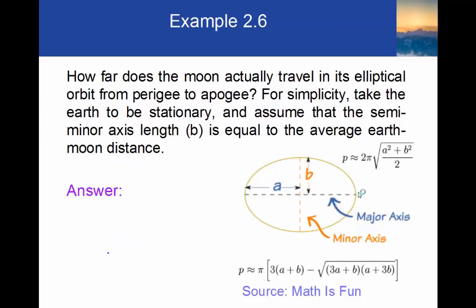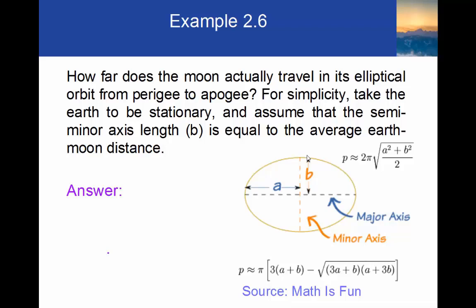Okay, the other part of this example, or the logical extension of this example, is to ask, how far does the moon actually travel in moving from perigee to apogee? In other words, when it moves from here around this path to here, how far does it travel? From here around the path to here. And actually, the moon's orbit is more appropriately from here around the path to here. In any case, you get the same answer.